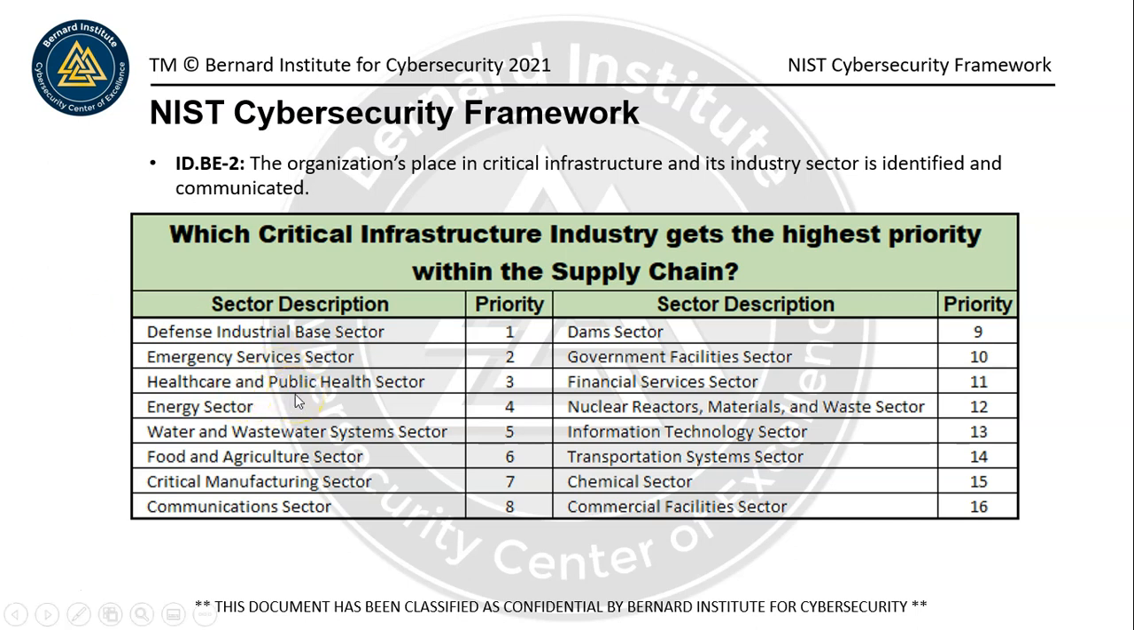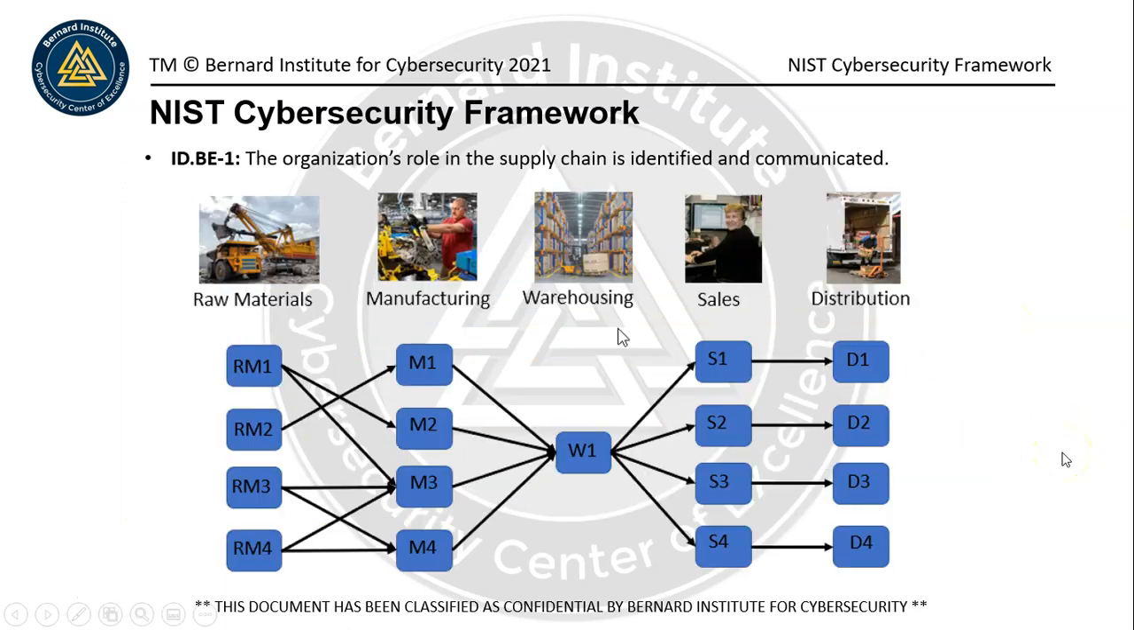Then healthcare, of course, in the public sector is important. Energy is important. Pardon me. Water and wastewater systems treatment. Food is important. Critical manufacturing, pardon me, is important. The communications sector is important. And so that's the priority 1 to 8. And then priority 9 to 16 are on the opposite side here.